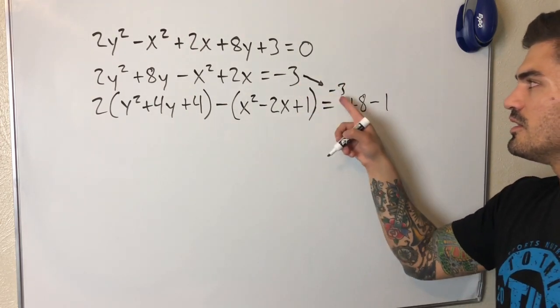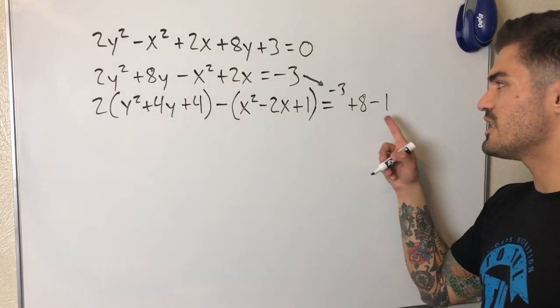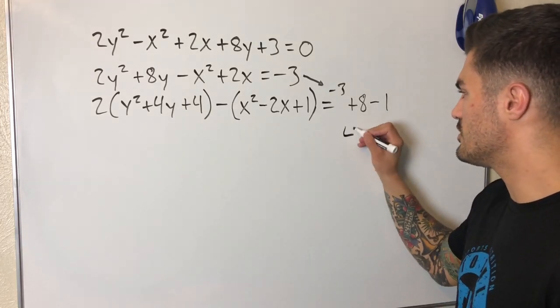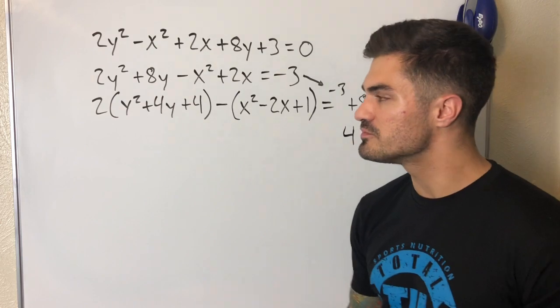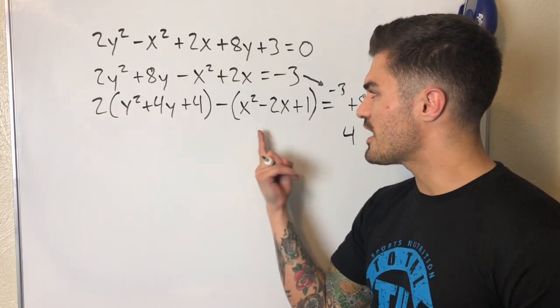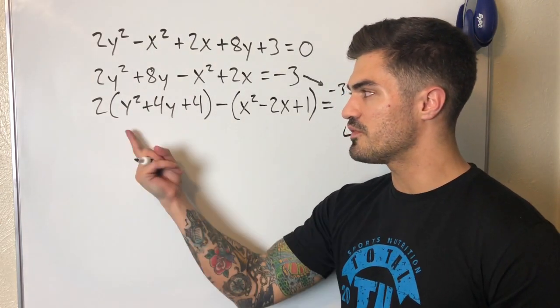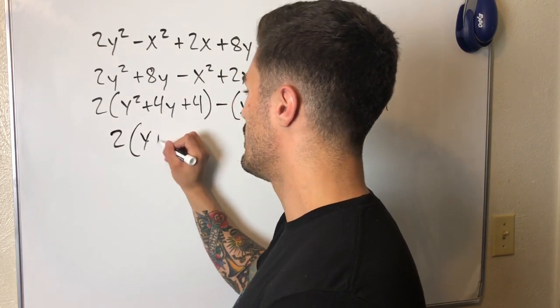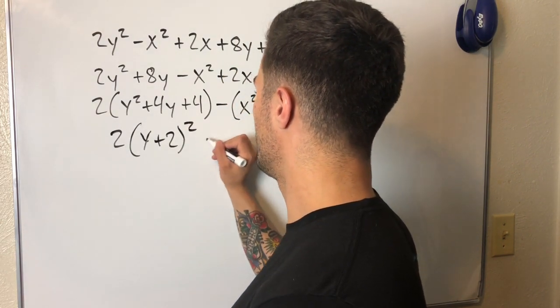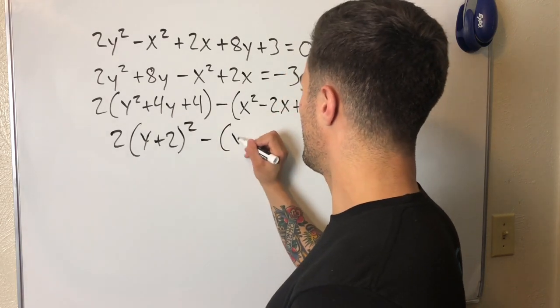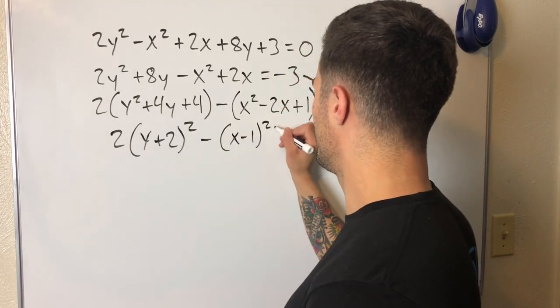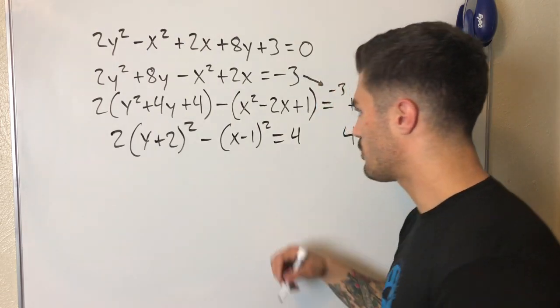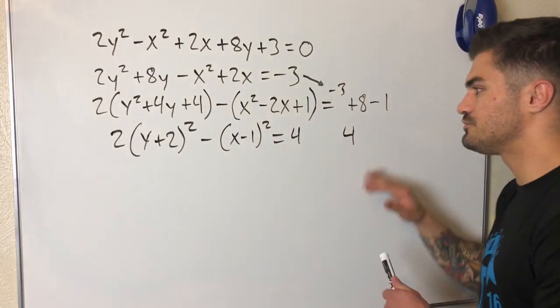That's still there. Negative 3 plus 8 minus 1, that's going to leave me with a positive 4, all right? Here I can factor both these. These are perfect square trinomials. I just completed the square, so I can factor this into y plus 2 squared minus x minus 1 squared equals 4. So I'm going to erase my 4 here.